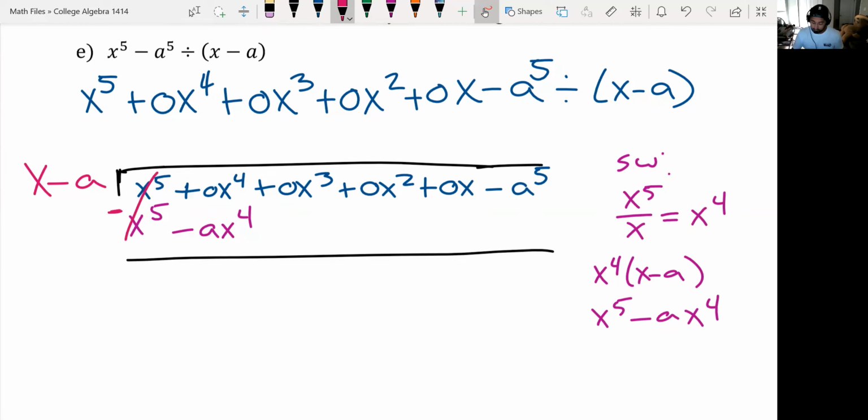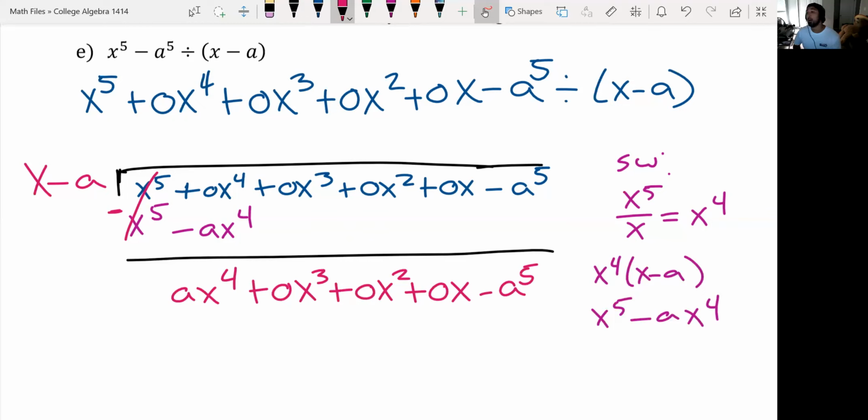Watch your signs on the next one. 0 minus minus a, minus minus becomes positive. And bring everything down. And side work trick again. Oh, what did I forget? Don't forget to put that as your quotient. We multiplied by x to the 4th. Okay.